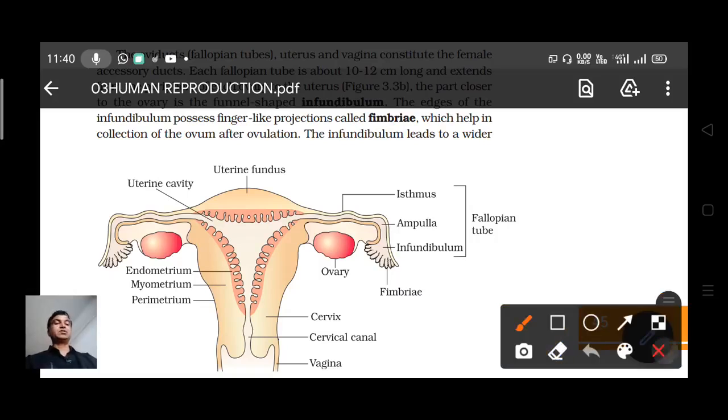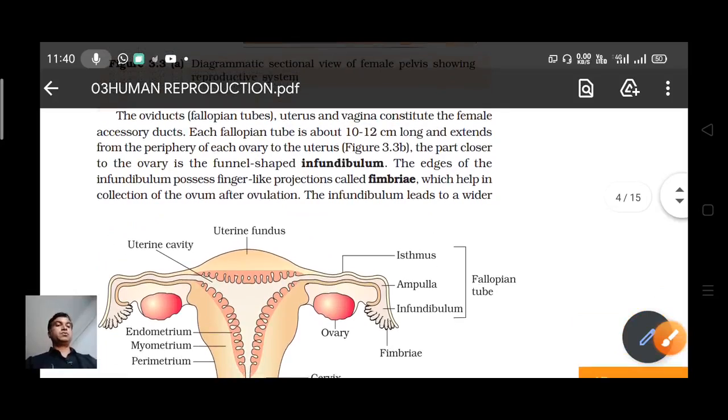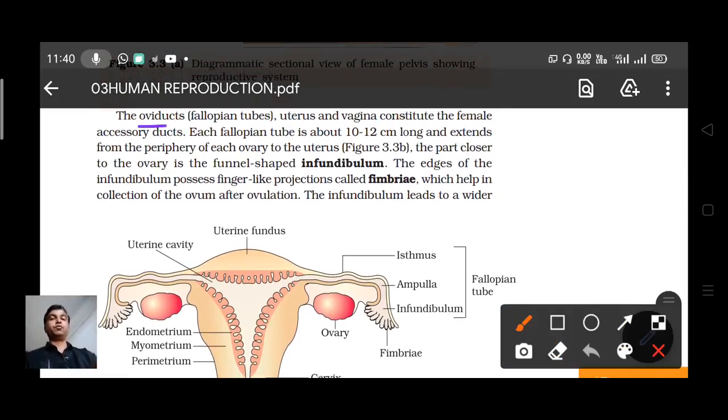Now come to the accessory ducts. The oviduct or the fallopian tube, uterus and vagina constitute the female accessory ducts. Each fallopian tube is about 10 to 12 centimeters long. From here to here it is 10 to 12 centimeters long. It extends from the periphery of the ovary to the uterus. This is the ovary. From this point up to the uterus it extends. The part closer to the ovary is the funnel-shaped infundibulum. So this is the infundibulum, which is funnel shaped.